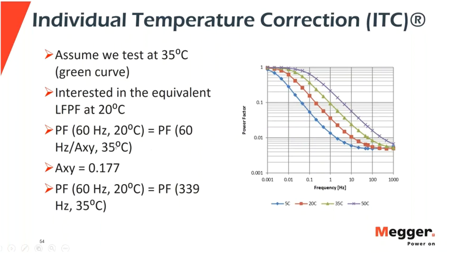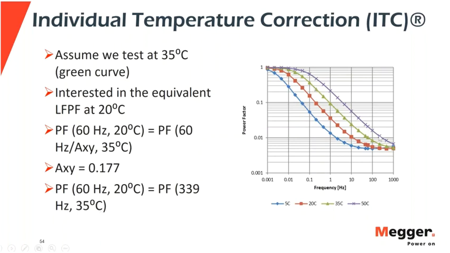When I figure out from my Arrhenius equation what that frequency shift factor is, it tells me the frequency on my 35 degrees C curve which corresponds to the 60 hertz frequency on my 20 degrees C equivalent. So when I plug these values in, I get a frequency shift factor of 0.177. That's telling me that, in order to get the power factor at 60 hertz and 20 degrees C, I take 60 divided by 0.177, or 339 hertz on 35 degrees C.